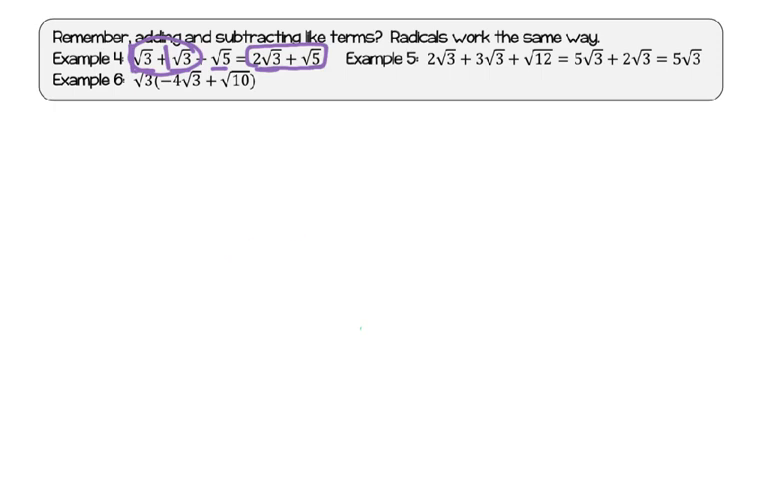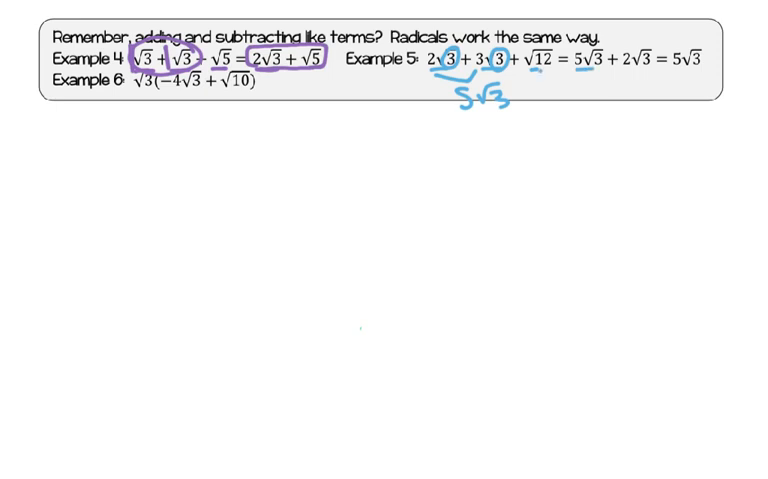Okay, let's look at example number 5. So that says 2 square root of 3 plus 3 square root of 3 plus square root of 12. So first of all, look at the square root of 3's. I've got 2 of them and I've got 3 of them. That makes 5 of them. Okay, and that's where I'm getting that part.